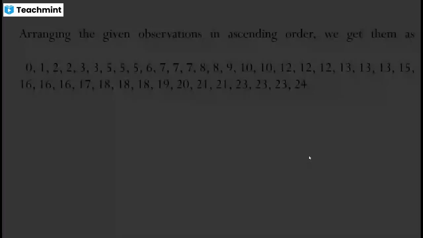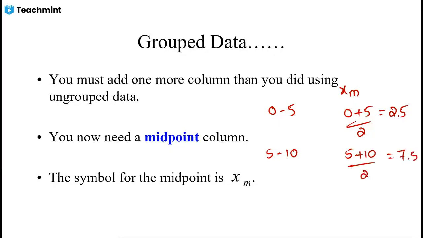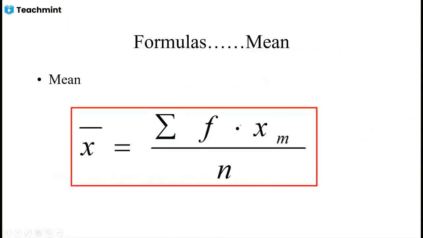To calculate the midpoint for an interval, if you have 0 to 5, the midpoint is 0 plus 5 divided by 2, which is 2.5. If it is 5 to 10, the midpoint is 5 plus 10 divided by 2, which is 7.5. Like this, we calculate the midpoint. Once the midpoint is obtained, the mean is the sum of frequency times midpoint divided by the number of observations.